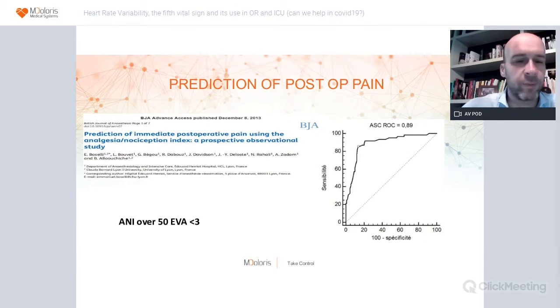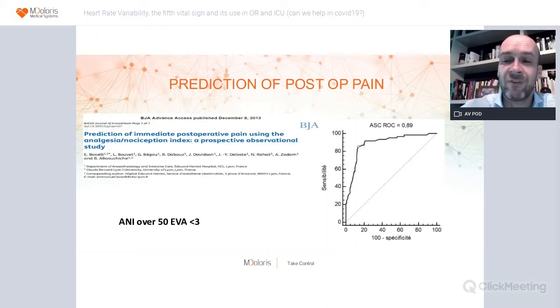We can predict post-op pain. Obviously, this is a publication from Boselli in BJA, a very important magazine, in which he proved that when everything is finished, but the patient is still asleep, you got already analgesia, you let the ANI become stable. The value of ANI will reflect the balance between the sympathetic and parasympathetic of that patient after all the stress that he has had. And if that balance is over 50, it means that the patient is already on the parasympathetic side. So there is not that much nociception on the patient.